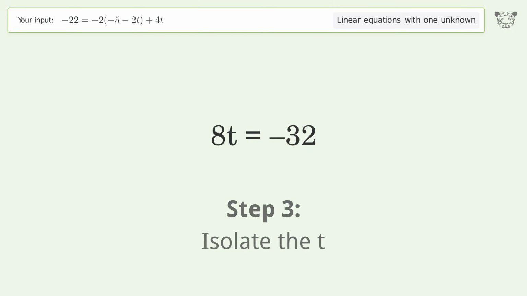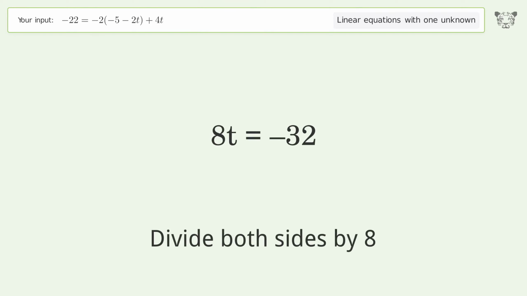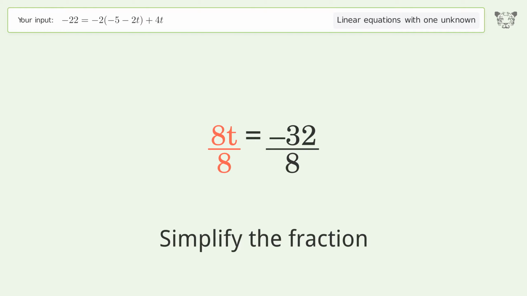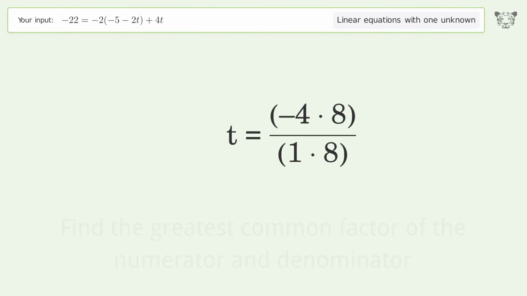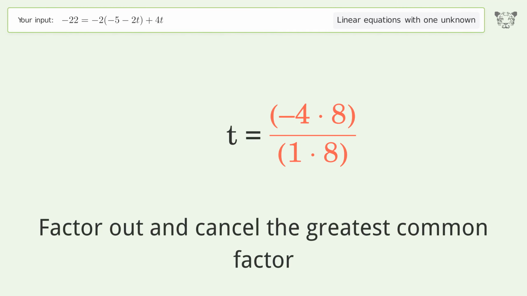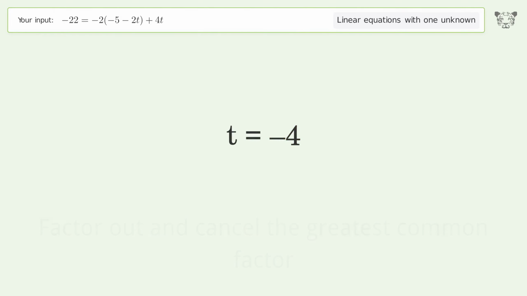Isolate the t. Divide both sides by 8. Simplify the fraction. Find the greatest common factor of the numerator and denominator. Factor out and cancel the greatest common factor. And so the final result is t equals -4.